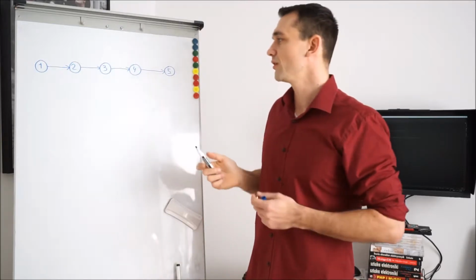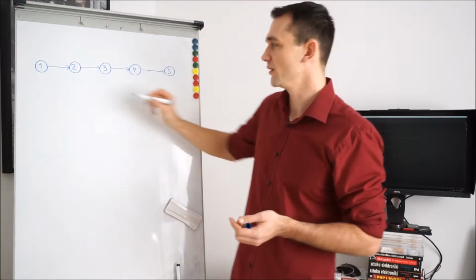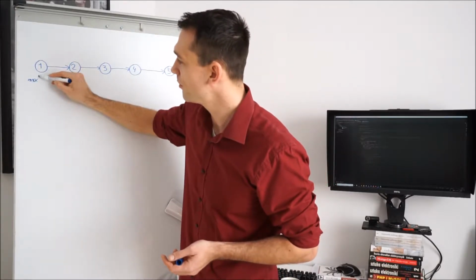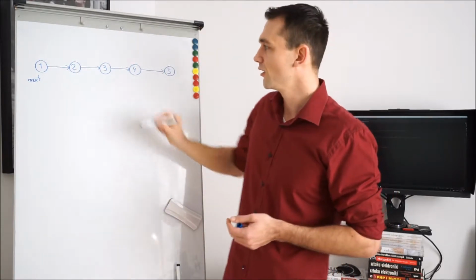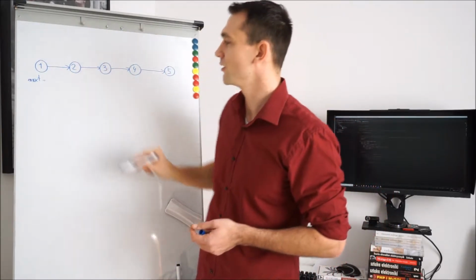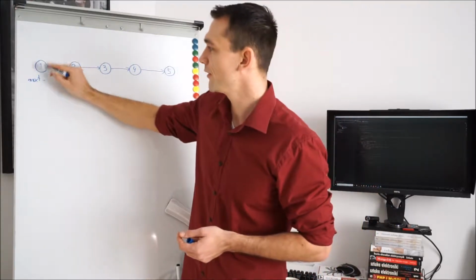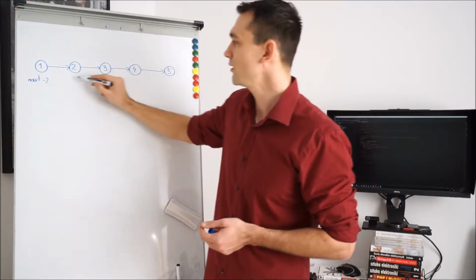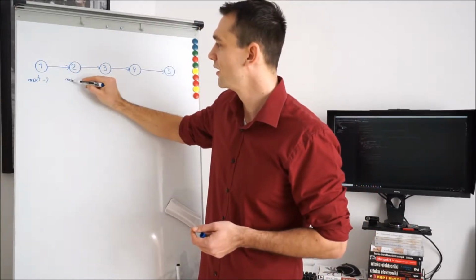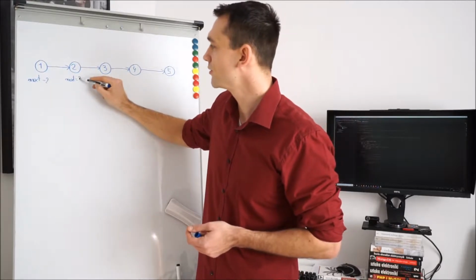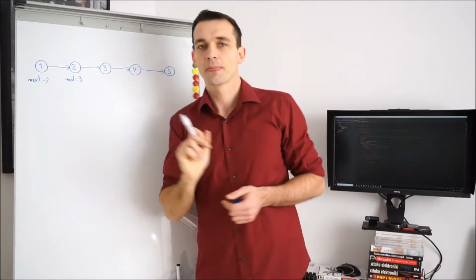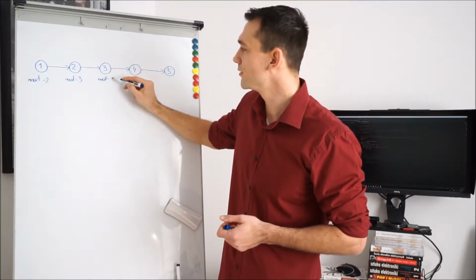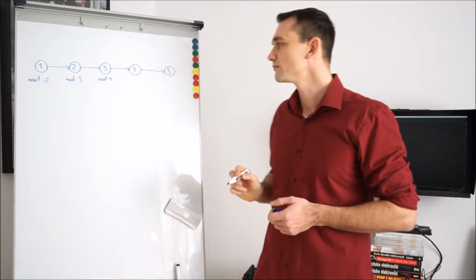In general, we could assume that in the implementation of a node, we would have a property called next, which contains information about the next element. For the first element, the next property would point to the second one. For the second element, the next property could point to the third, and for the third element, the next property could point to the fourth, and so on.